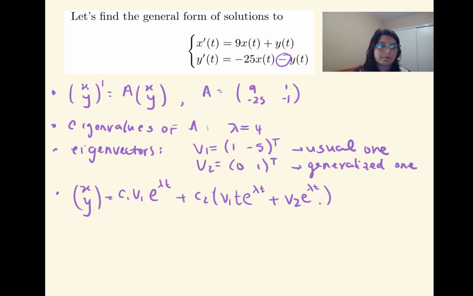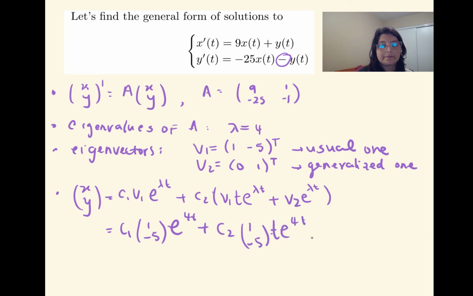That will always be the case. So in particular, here we have v1 equal to (1, minus 5) as a column vector, times e to the 4t, and then plus c2 times, v1 is (1, minus 5), times t e to the 4t, plus v2, that's (0, 1), times e to the 4t.